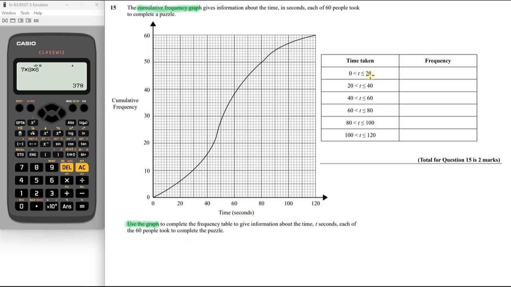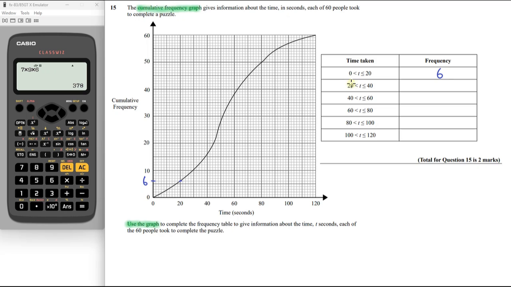Okay, so if we look at our first interval from 0 to 20 seconds, how many people took that long? We've got our time along the x-axis, so we're going to go up to our upper bound of 20 seconds and read off our graph. You can see it's this point here. If we go along to our y-axis, you can see each small square is worth 1. So that corresponds to 6 people. So there were 6 people who took between 0 and 20 seconds.